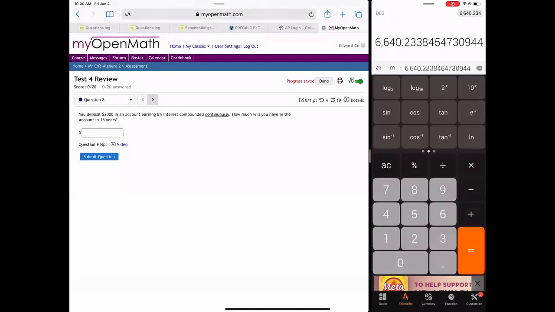So after 15 years, we're going to end up with $6,600, that's pretty good, right? 8% interest for 15 years. If your parents start saving for college, you can have some money.